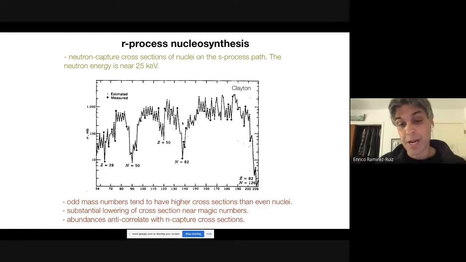So we're going to talk about these magic numbers, particularly the neutron magic numbers 50, 82, and 126. And those are related to what we call the first peak, the second peak, and the third peak of the abundance pattern.